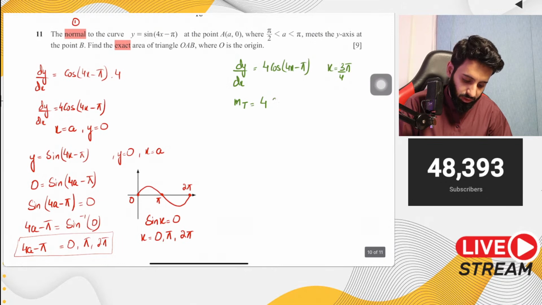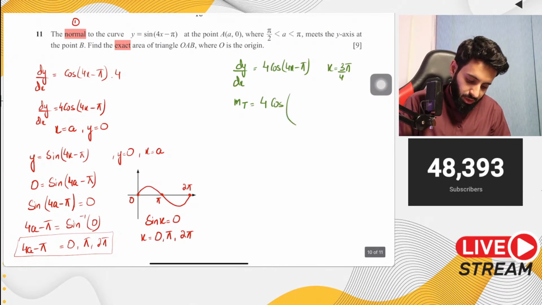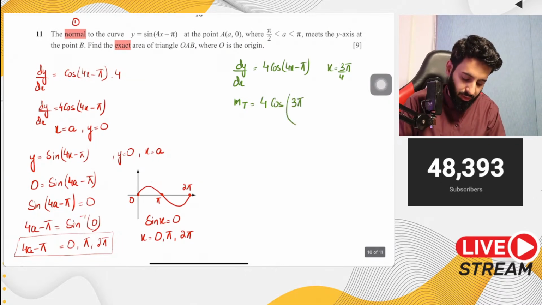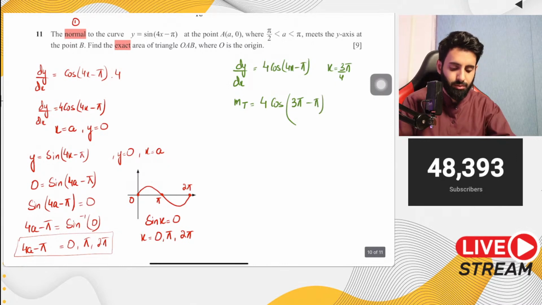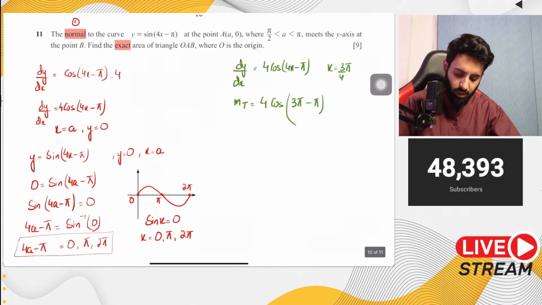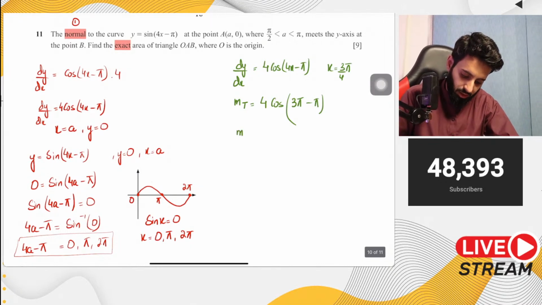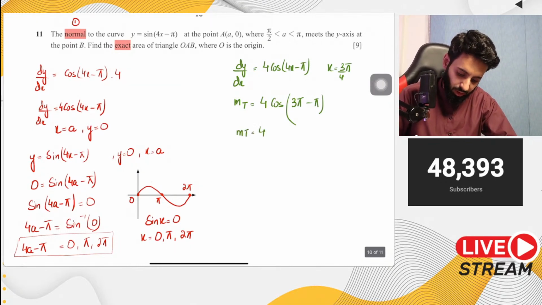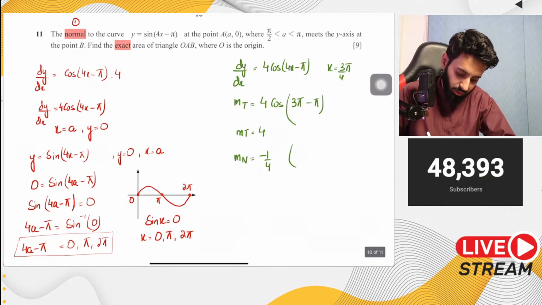So 4 cos, this becomes 3 pi, because 4 into 3 pi upon 4 becomes 3 pi, as the 4 and 4 will just cancel out, minus pi. So 4 cos 2 pi, let's evaluate this. The gradient of the tangent turns out to be equal to 4, which means the gradient of the normal will be minus 1 upon 4. And the point that we're going to use will be 3 upon 4 pi, comma 0.